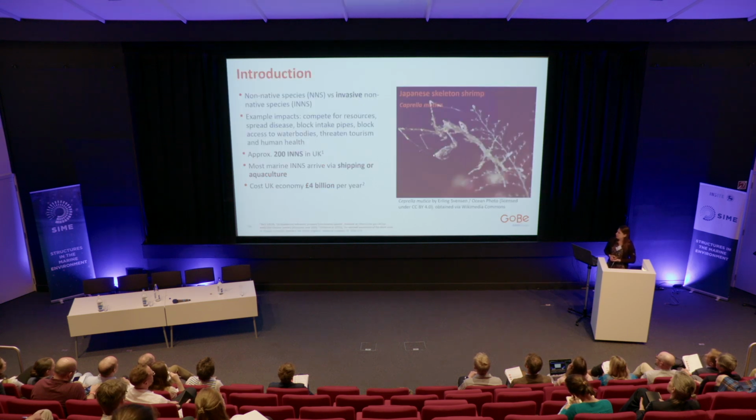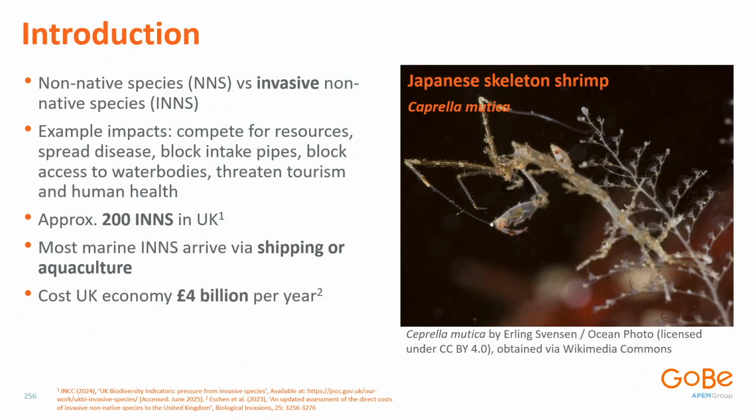I'm going to start off by making sure we're all on the same page as to what is a non-native species versus an invasive non-native species. I know a lot of you will know this, but it's worth going through. Non-native species are those that have been introduced outside of their typical range, via some form of human-mediated spread, whether intentional or unintentional. We call them invasive when they're problematic, and that might be environmental, economic, or social impacts, or all of those, if you're very unlucky.